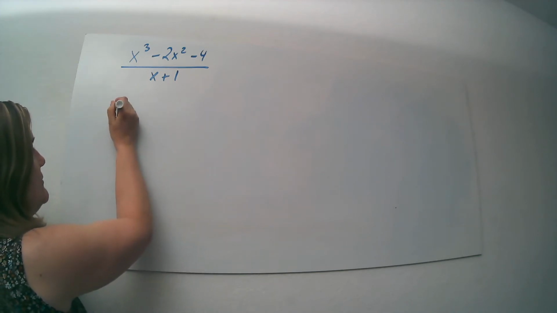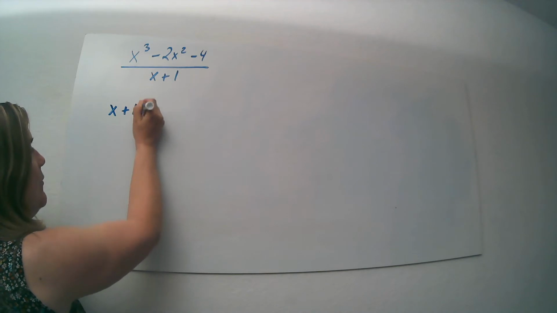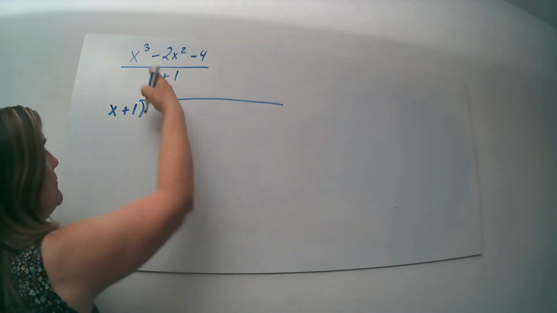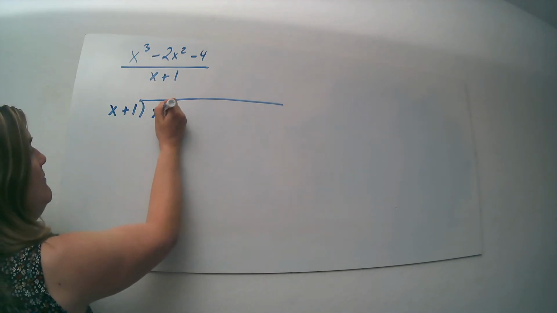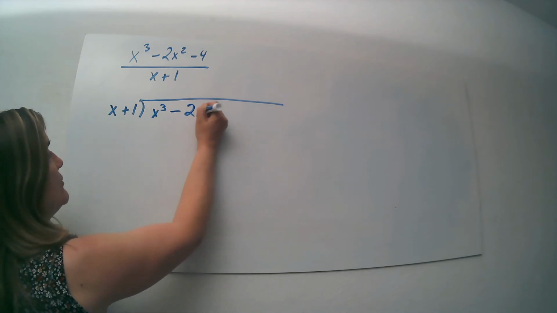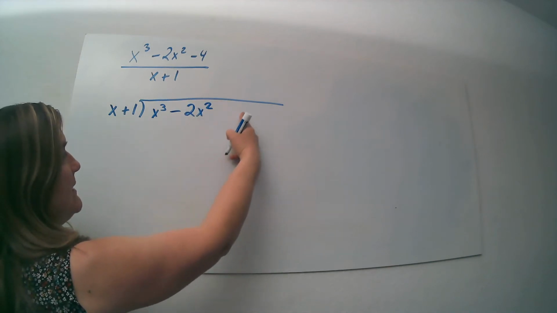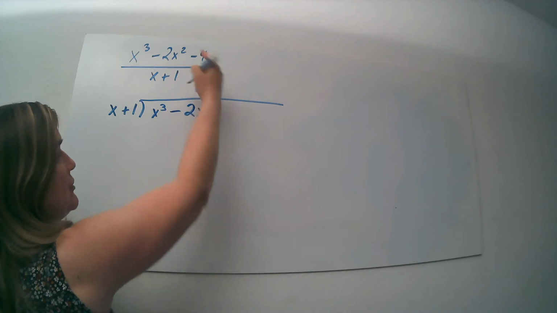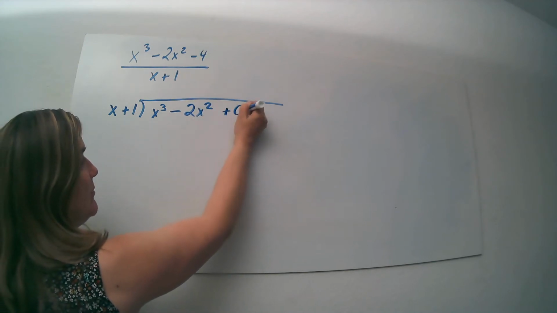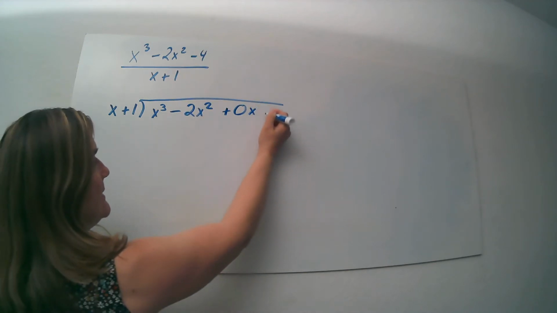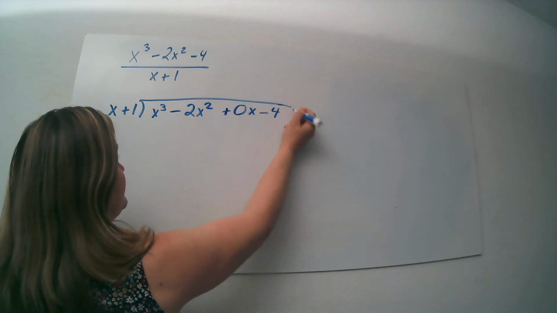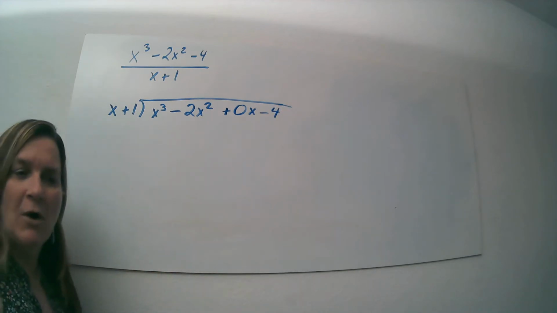Our divisor is x plus 1. Our dividend is x cubed minus 2x squared. We're missing the first degree term, so we need to make sure we put in a placeholder, plus 0x minus 4. And then we do our long division.